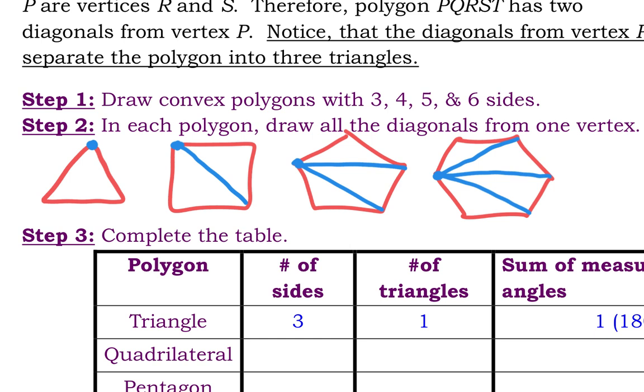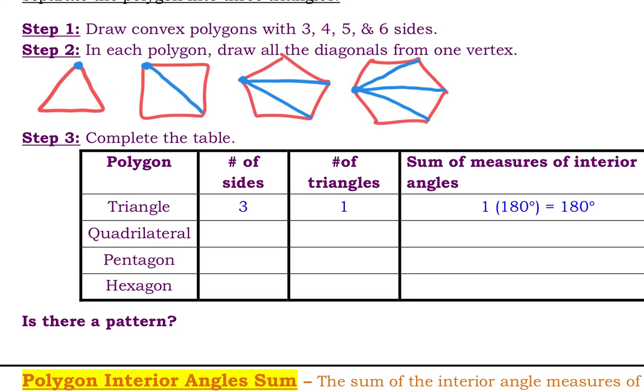So we're going to fill out this little chart based off of these drawings. A triangle has 3 sides. There was only one triangle in it. And one triangle times 180 is just 180. All right, so the second one, a quadrilateral, had how many sides? 4. How many triangles were in this one? 2. What's 2 times 180? 360. Good.